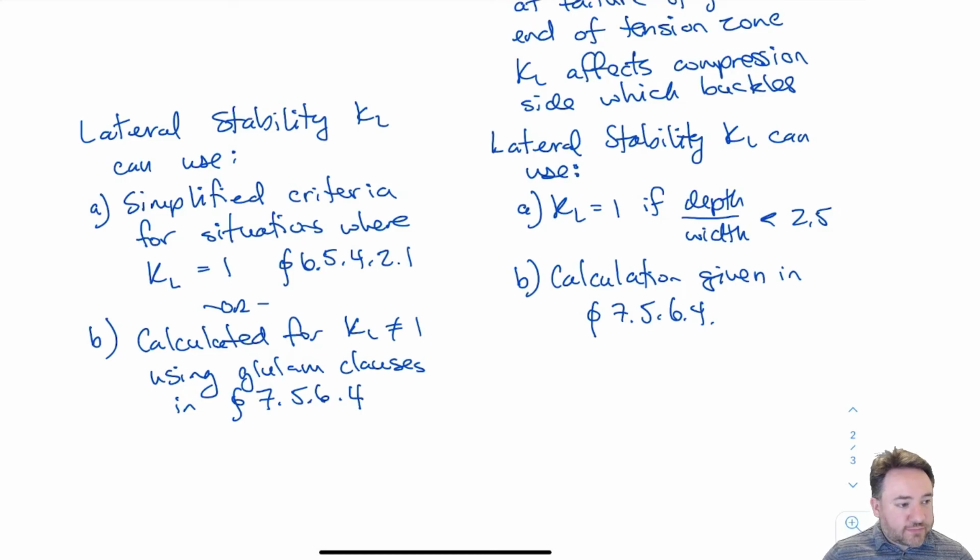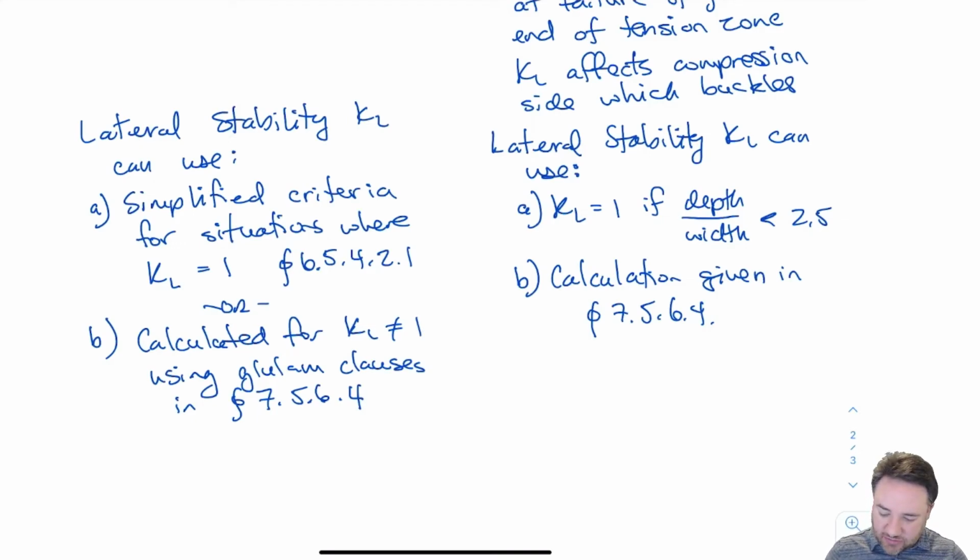So for glulam, I also have two options. One is if my depth to width ratio, so this is basically my aspect ratio, my depth divided by width, is less than 2.5, which means kind of a more square section, still rectangular, but closer to square. Then I can just assume that my KL equals 1, as long as I have given proper restraint at the ends, which applies also to lumber, by the way, and we're going to talk about that in detail. If it does not satisfy that criteria, then I just use that same calculation, which takes into account bending slenderness, to calculate a KL that's not equal to 1, so that we can reduce our strength appropriately.